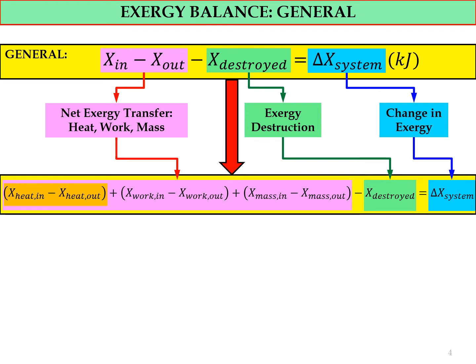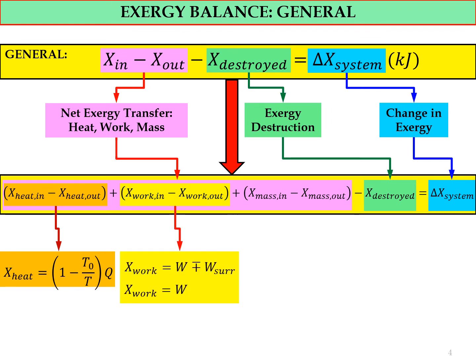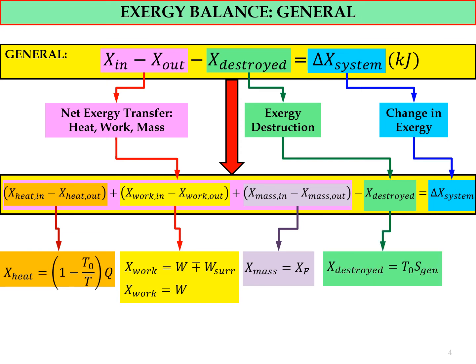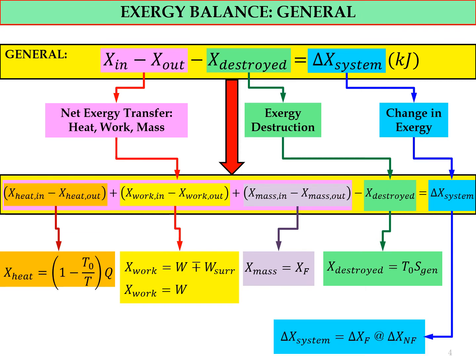So for X heat in minus X heat out, the equation is as shown in this slide, with X heat equal to, in the bracket, 1 minus T naught divided by T, times Q. And for the work, which is coming from the boundary work and also from the mechanical work, as shown in this figure, and then from mass, X mass equal to XF, which is coming from the inlet and outlet of the mass flow in a control volume. Then we know the Exergy destroyed is calculated based on the entropy generated, as shown in this equation: Exergy destroyed equal to T naught times entropy generated.